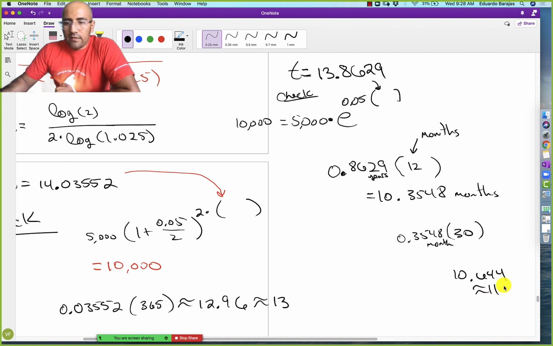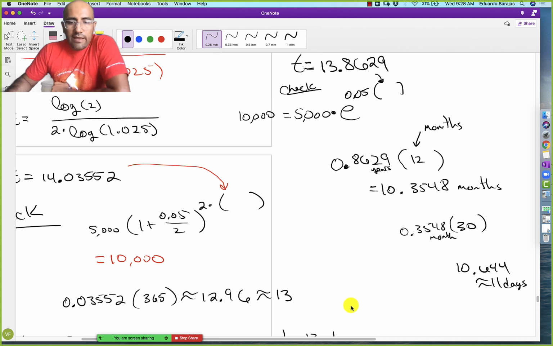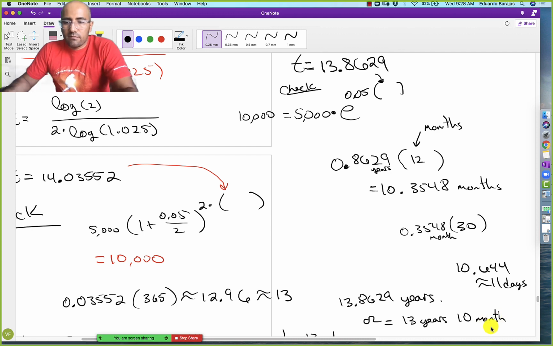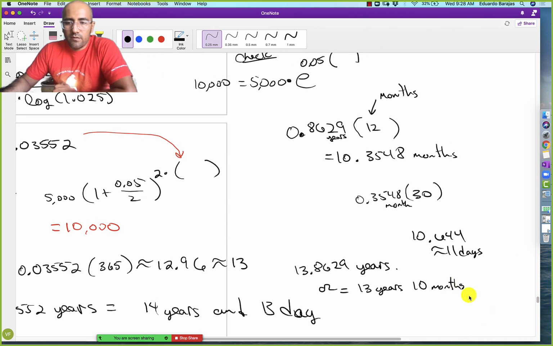So all of this was to say that your account will double in 13.8629 years, or you could say that it will double in 13 years, 10 months, and 11 days. That sounds a little bit better than 13.8629 years, right? 13 years, 10 months, 11 days.